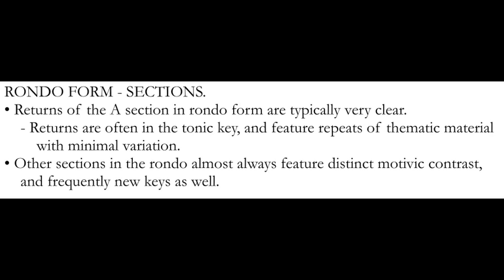We tend to hear that theme, that main theme of a rondo, very clearly every time the A section comes back. The other sections in the rondo almost always feature distinct motivic contrast. For that melodic return to be successful, the other sections have to have their own motivic identity, so it doesn't seem like we have the same melody going on throughout the entire piece. Our B section, our C section, our D section, whatever other sections we have, will typically have motives that vary quite a bit from our initial A, so that there's no chance we mix up which section we're in.